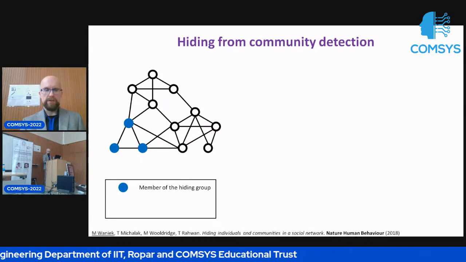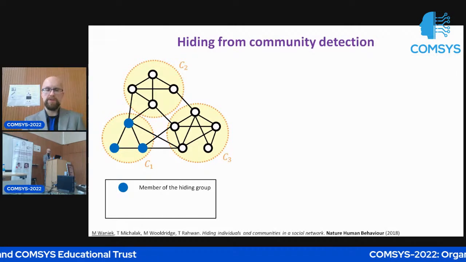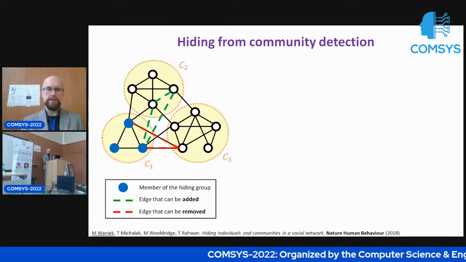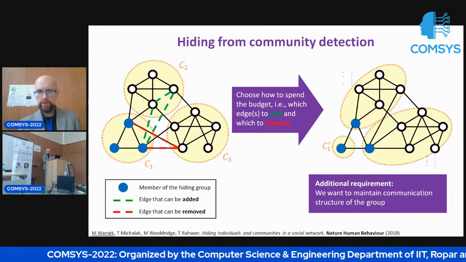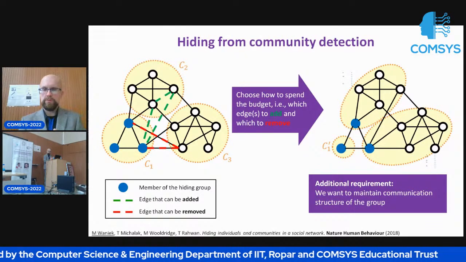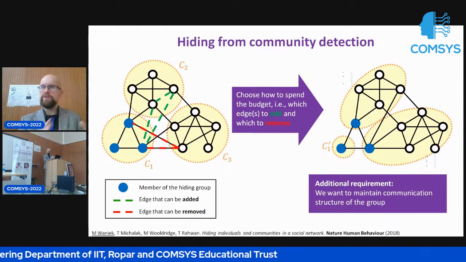So again, we have a network, and we have a group of nodes. At the beginning, this group of nodes is very unhappy because they are exposed as a separate community. So we want to add and remove some edges from the network so that in this new network, they are not exposed as a separate group. We see that in this new network, they are now in three different communities.